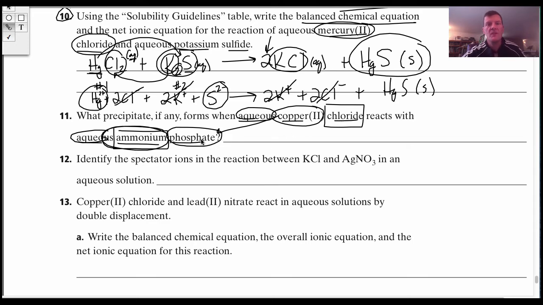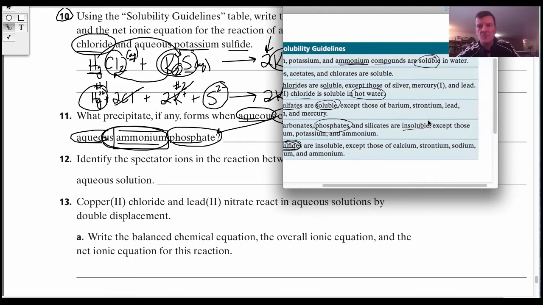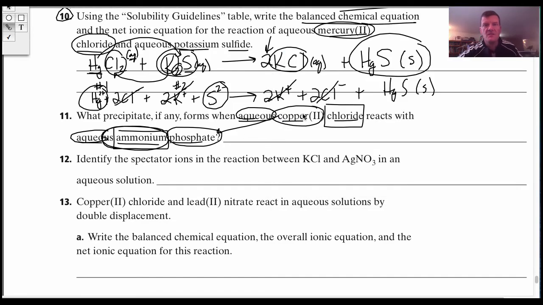But what about the other one? Phosphate. Let's look at the rules for phosphate. Phosphates, right here, insoluble. Insoluble. There are some exceptions, but those exceptions don't apply here. So copper 2 phosphate is going to be our insoluble precipitate. Okay? Copper 2 phosphate.